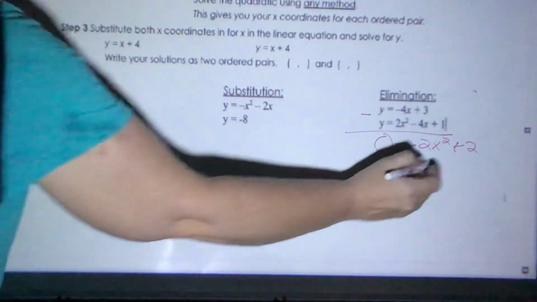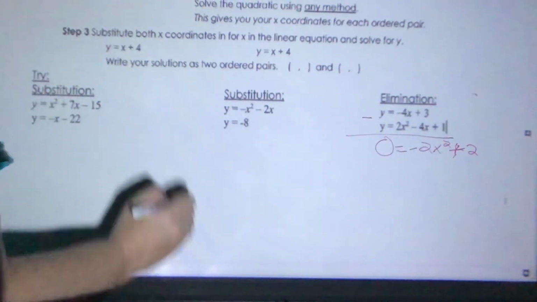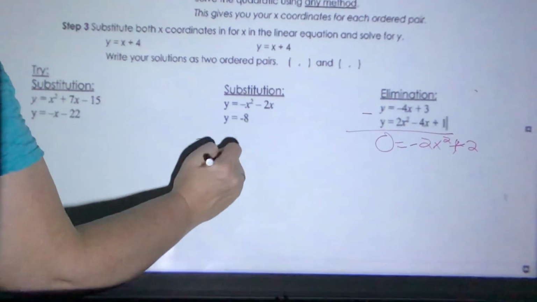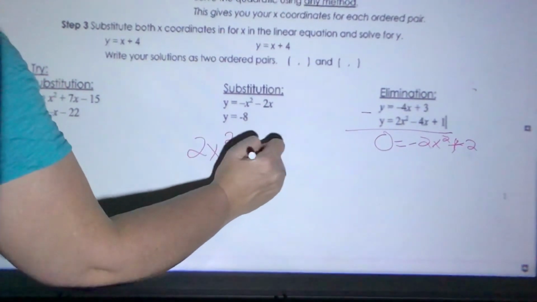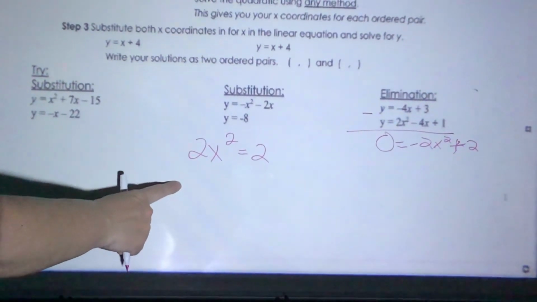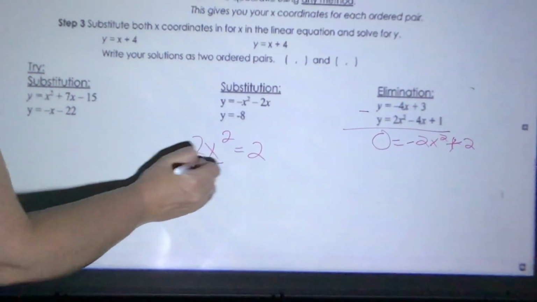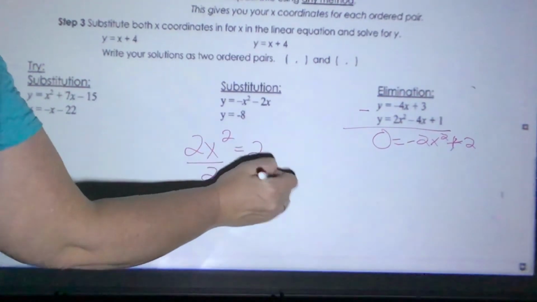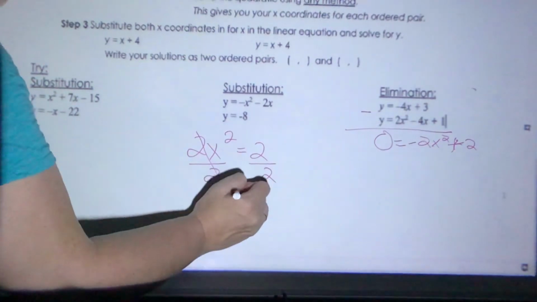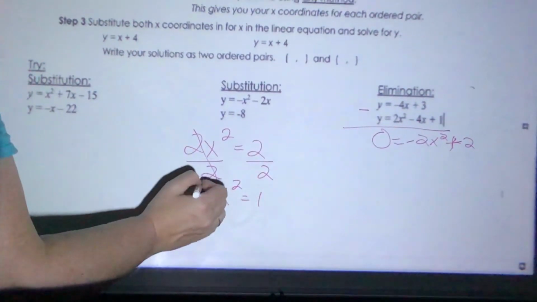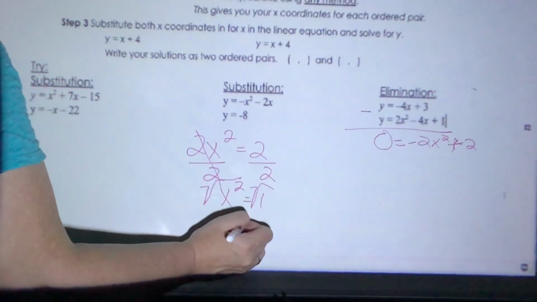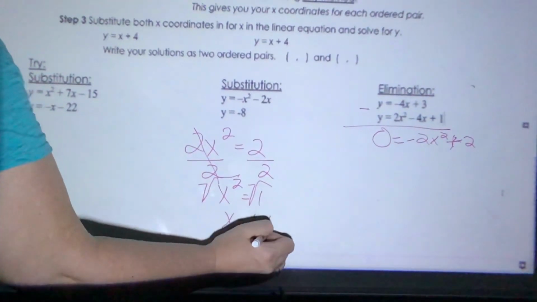So now I have this equation, and I'm going to bring my negative 2x squared to the other side, so I have 2x squared equals 2. Because there's no b number, I can solve this one just using square roots. So I'm going to divide by 2, divide by 2. So I get x squared equals 1. I'm going to take the square root on each side. And the square root of 1 is positive or negative 1.